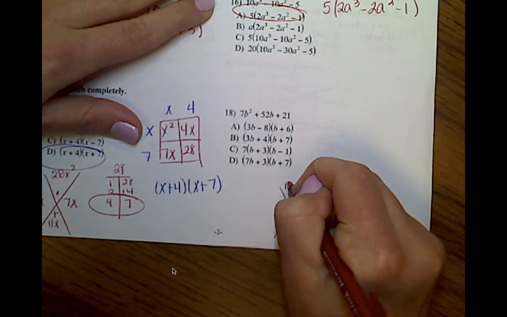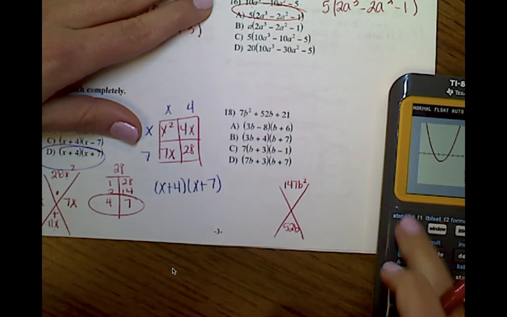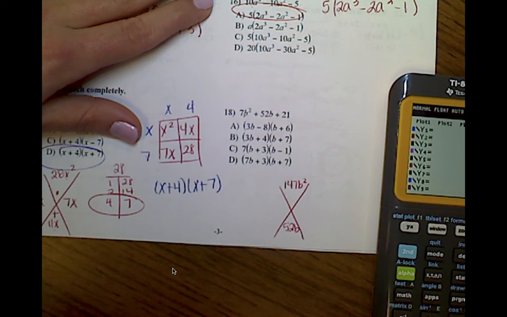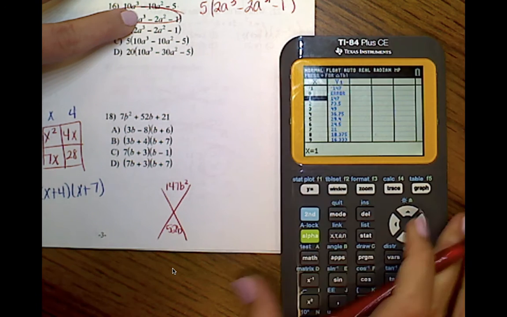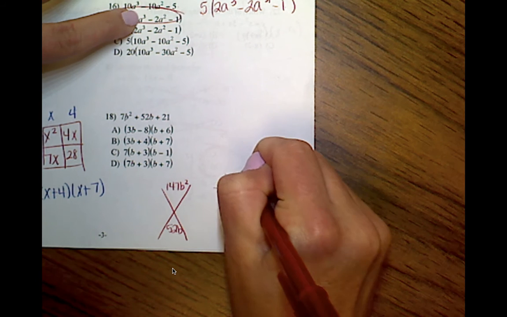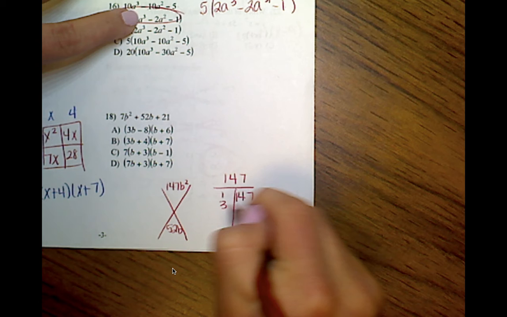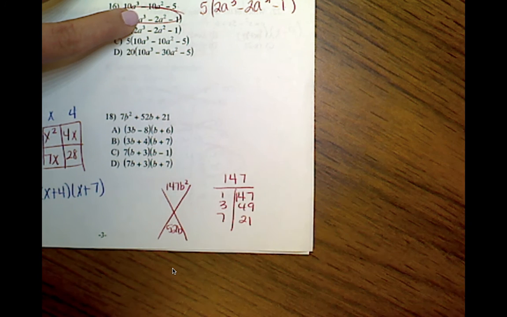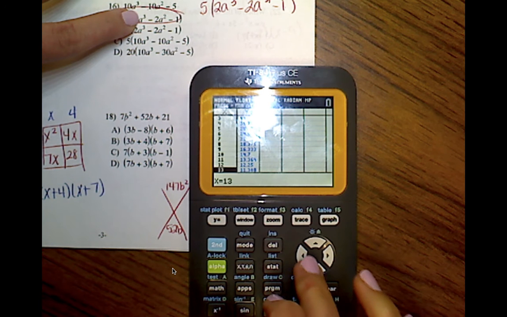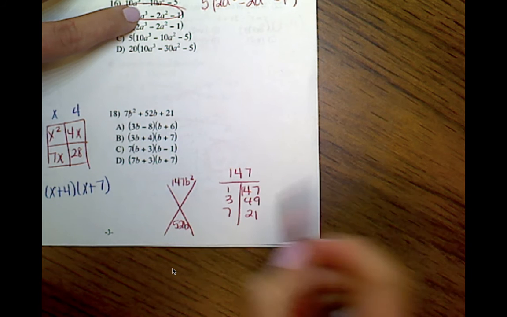7 times 21 is 147b squared. We hope it adds up to 52b. I have no idea what the factors of that are, so I'm going to type in 147 divided by x and go to my table. It looks like I got 1 and 147. It looks like I also got 3 and 49. And I also got 7 and 21. And also 21 and 7, but that was already on there, so we just circled back around.